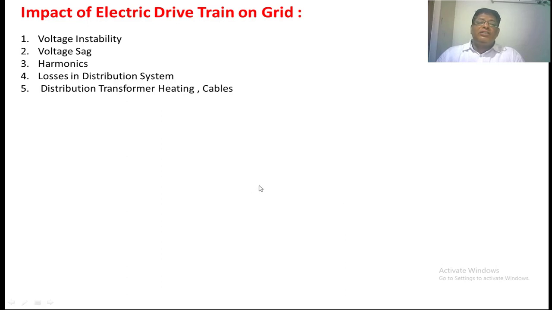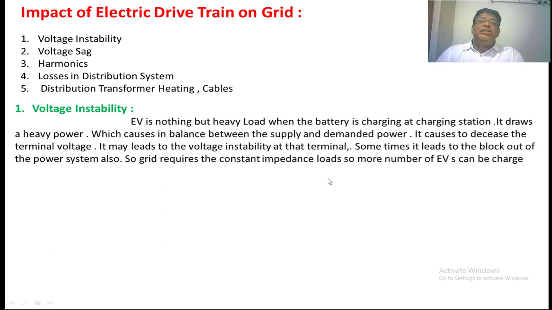Now let us see the voltage instability. Voltage instability is nothing but a mismatch between the generated power and load power. Whenever the EVs are charging at a charging station, it will take a high amount of power. There is a possibility of mismatch of power between the generation and the load, which causes oscillations in a grid. Sometimes, if these oscillations are very high, it leads to a blackout of the power system. Grid always requires a constant impedance load, nothing but the current which is taken by that load is proportional to the voltage.